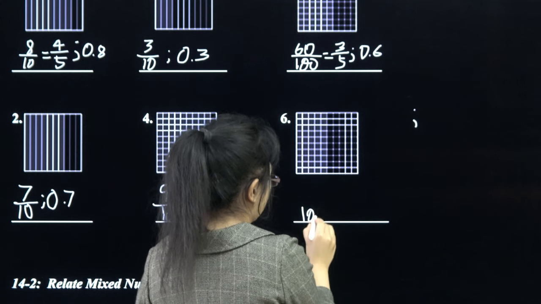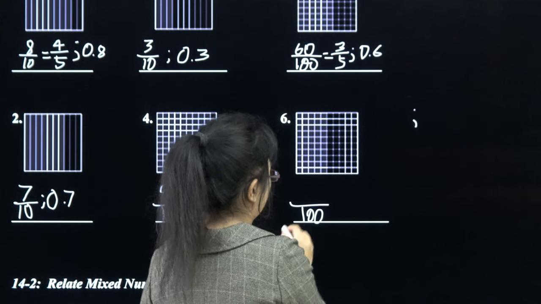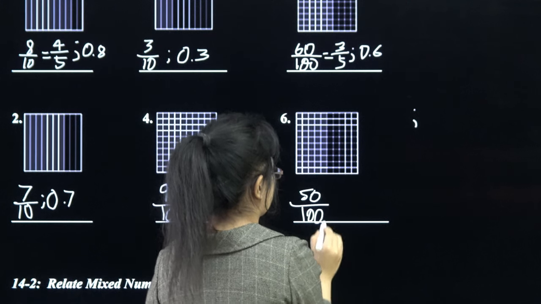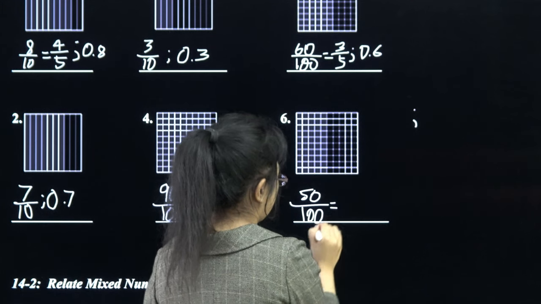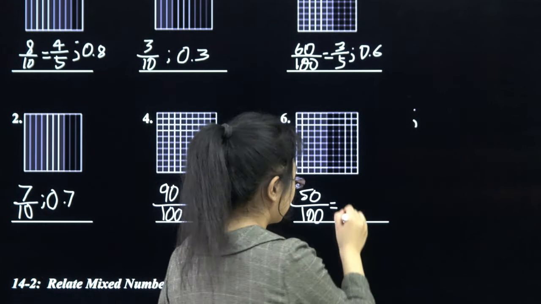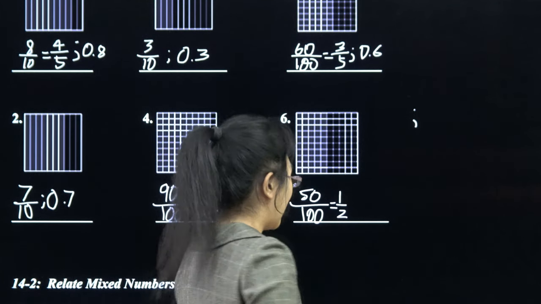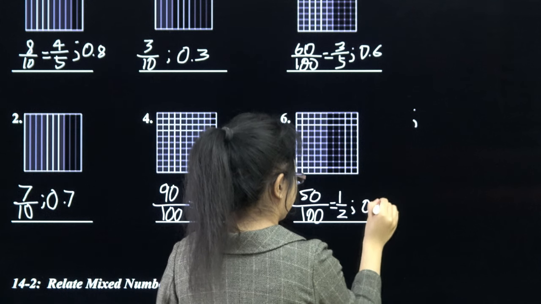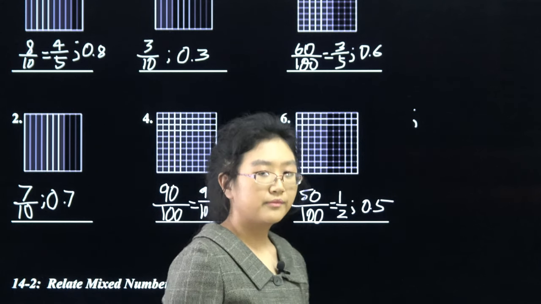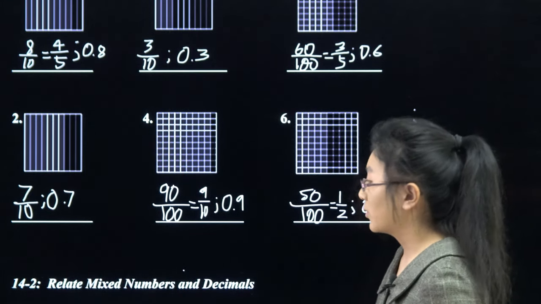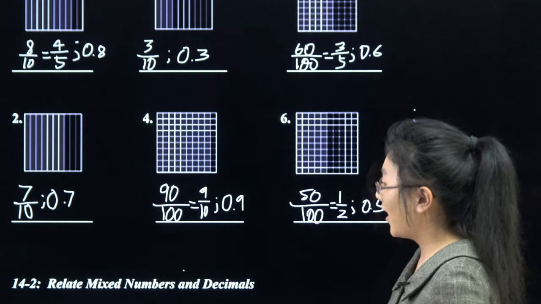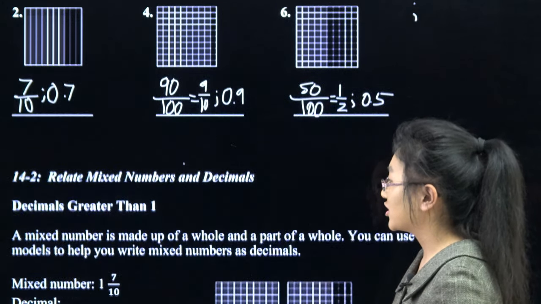This one is also 100 as its denominator, 50 as its numerator. That's 5/10 or 1/2. And we know that 1/2 is always 0.5. Yay! Now we're done that! We're done the first section! Hoorah! Let's move on to the second section.